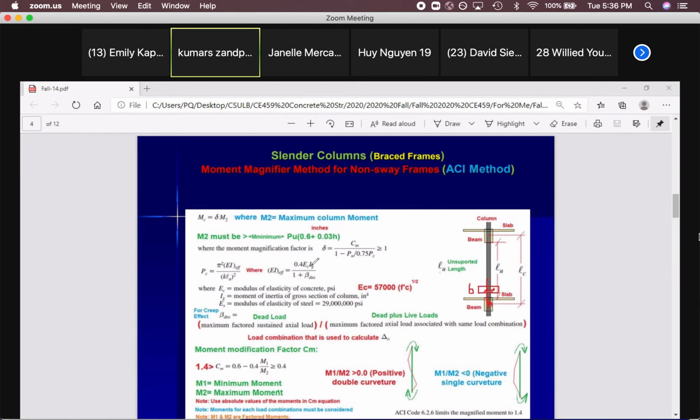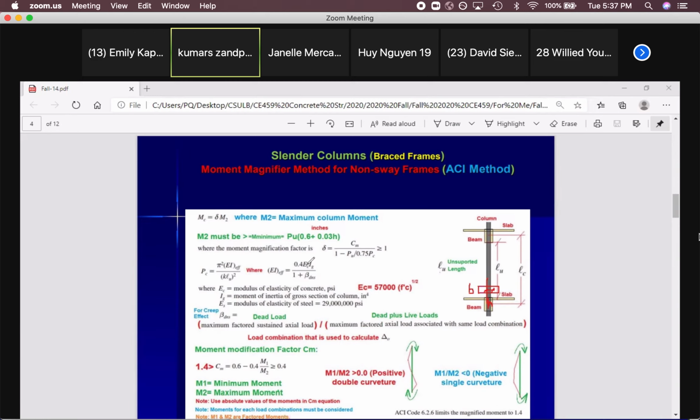Do I need to reduce this here? No, because it's not I cracked. It's Ig. You shouldn't go with 35%. Ig gross. That's it: b h cubed divided by 12. That's it. Ec for the concrete, the modulus of elasticity for concrete, I will give that to you in future.